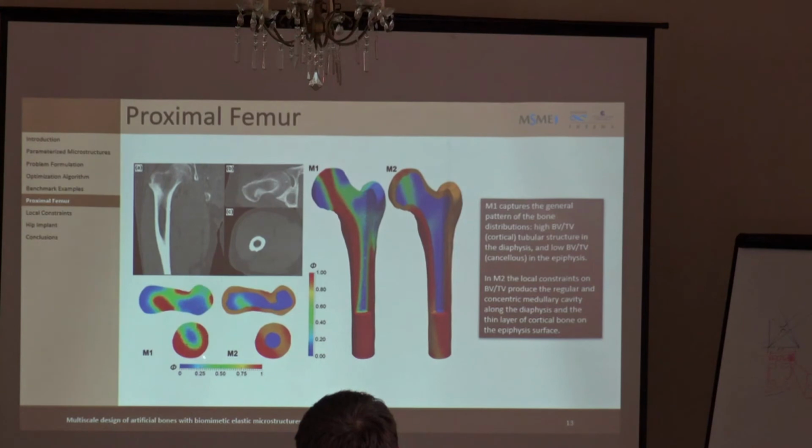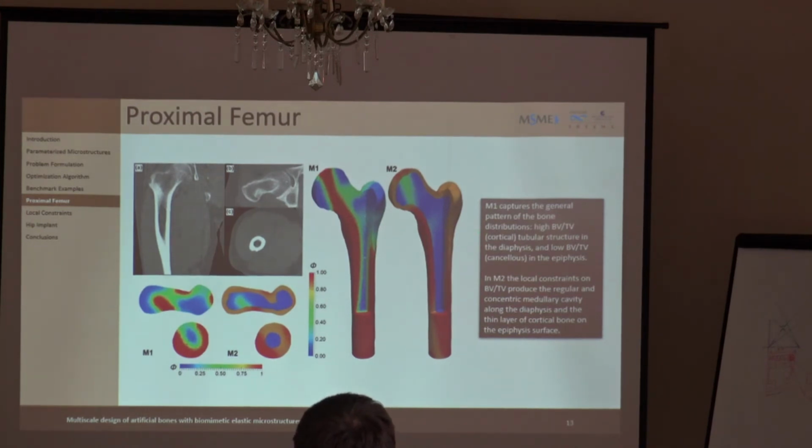We can see also the formation of the medullary canal here, but the canal is not perfectly centered in the bone, like we can see in the actual bone. And in the epiphysis of the bone, we can see mostly microstructures with low volume fraction.